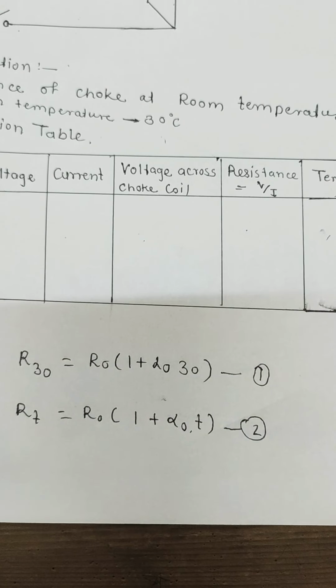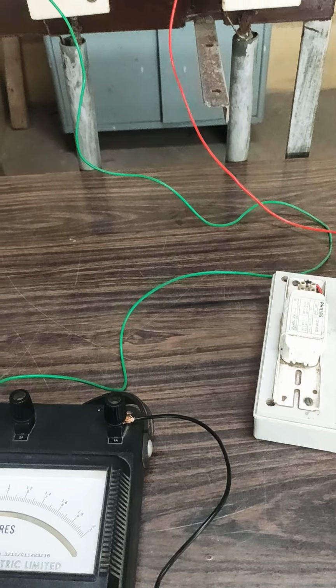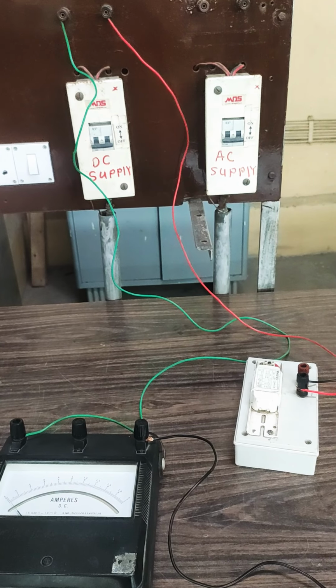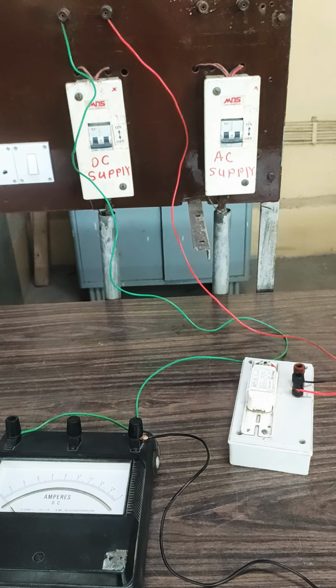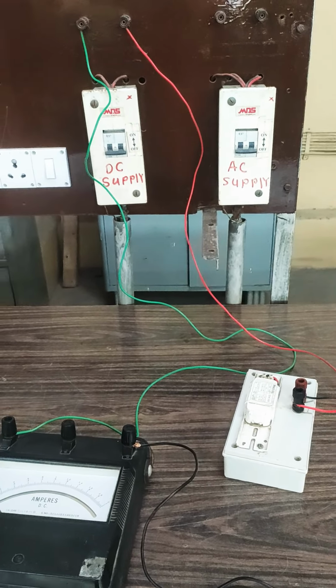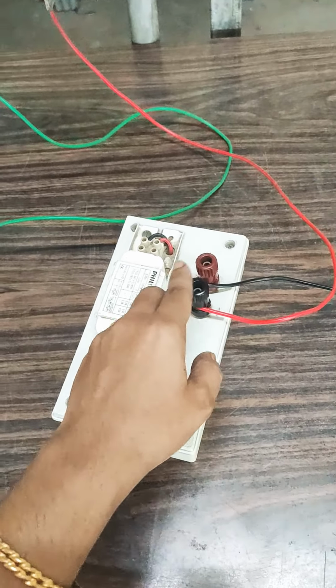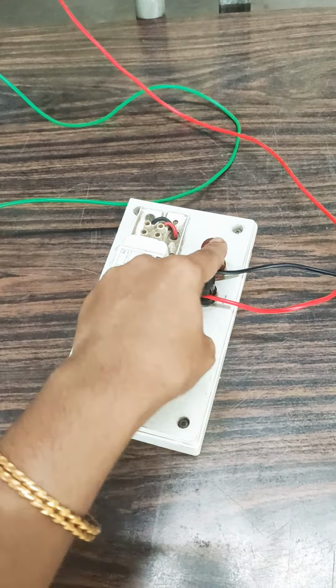So see, this is the circuit diagram. As per the circuit diagram, it is connected from the positive terminal of the supply to the positive terminal of the ammeter. Then the negative terminal of the ammeter is given to the positive terminal of the choke, and the negative terminal of the choke is given to the negative terminal of the supply.